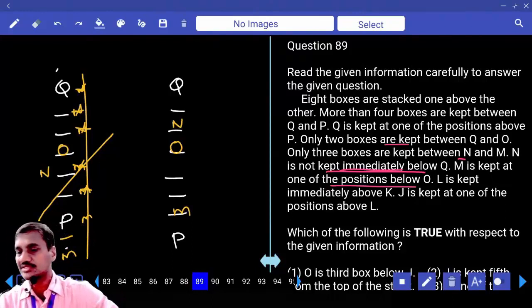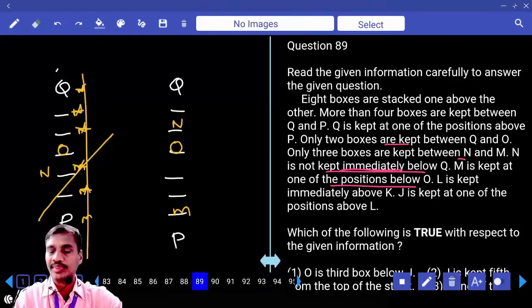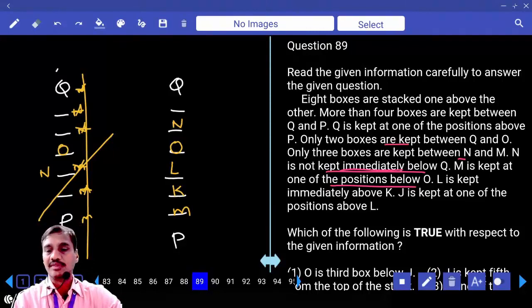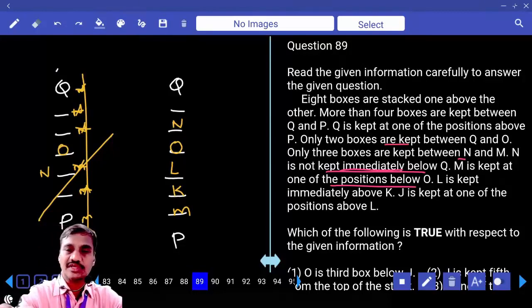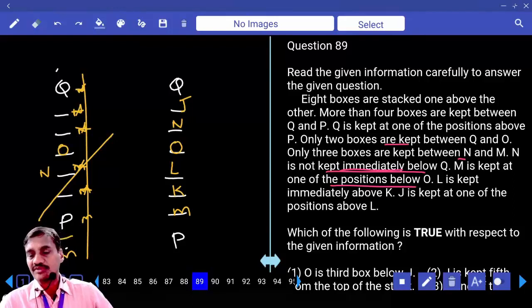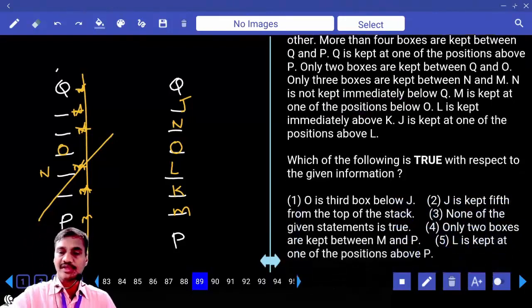The next one, M is kept at one of the positions below O. L is kept immediately above K. L and K must be together. L is immediately above K, hence L and K must be in these 2 places. Then which box is left over here? J is the box left over. J must be second from the top. J is kept at one of the positions above this L. Done with this? Then 89.